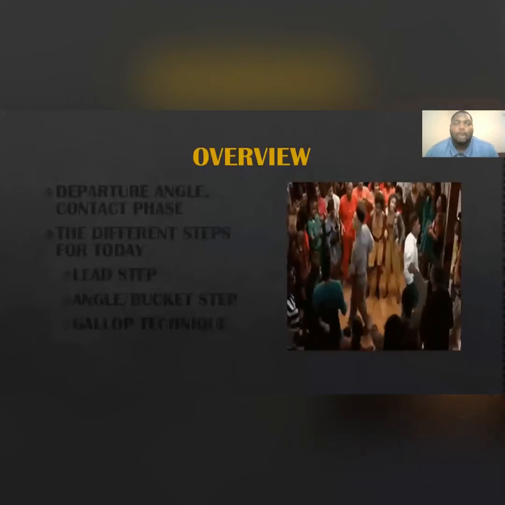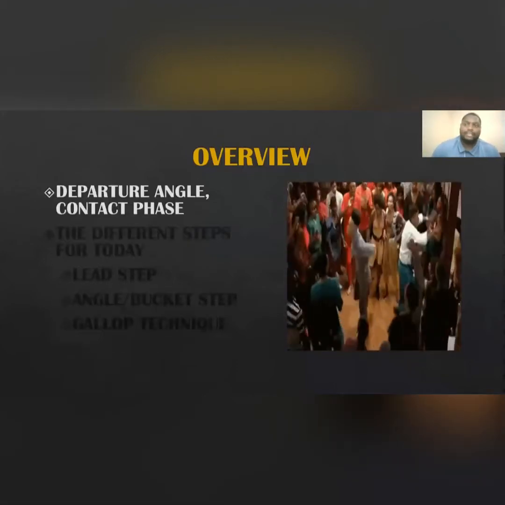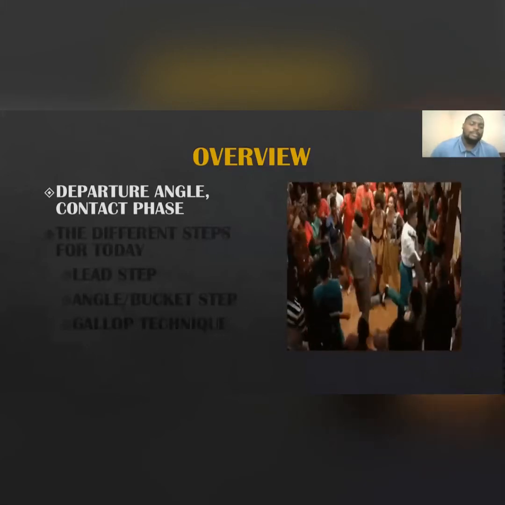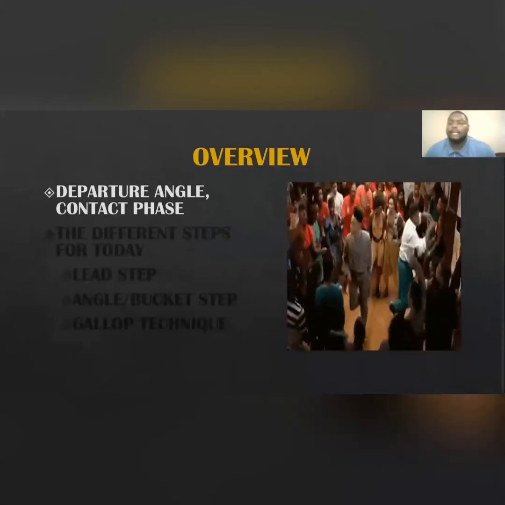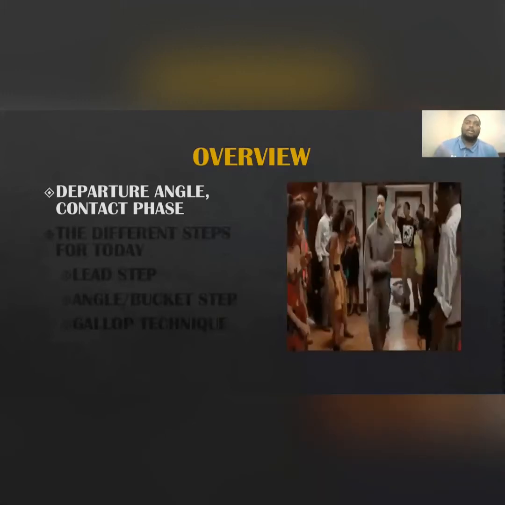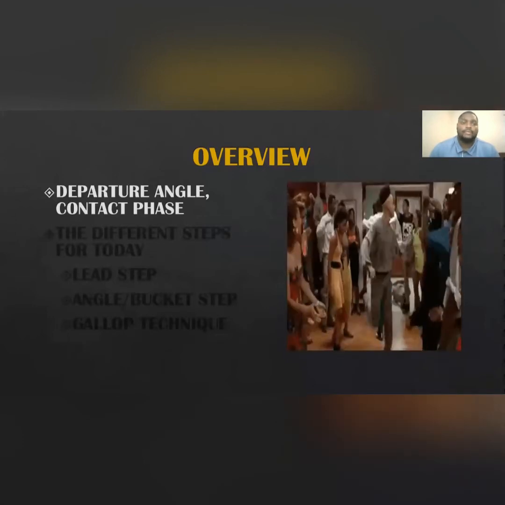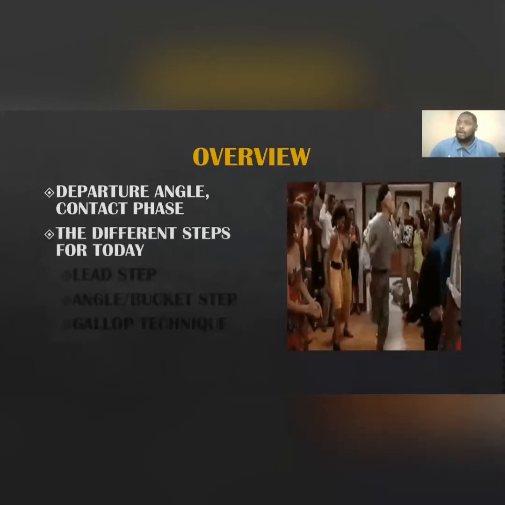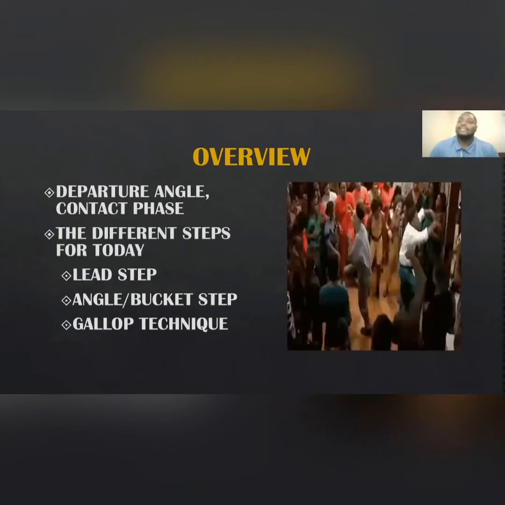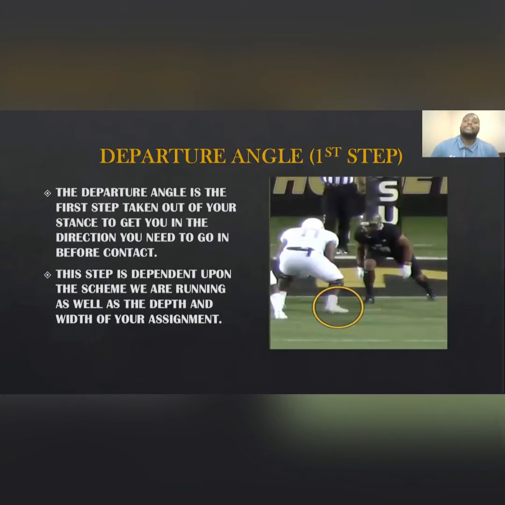So, an overview of what we're going to be discussing today is departure angle and contact phase. When you're introducing offensive line play, as far as run game steps, you want to always teach your offensive line at all levels what departure angle and contact phase are. The different steps we're going to talk about today are the lead step, the angle or bucket step, and the gallop technique. So let's get started.